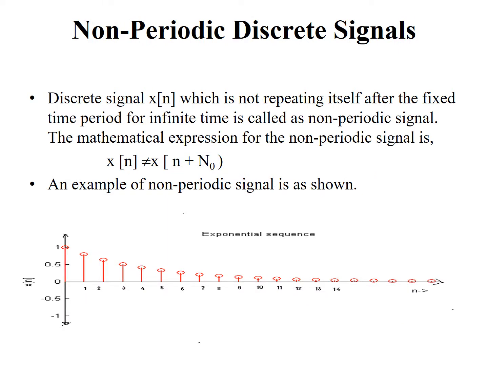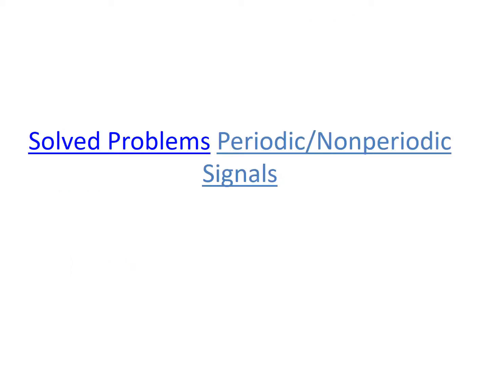In the discrete time domain, we have the same relation, just replacing the notation t by n. So a discrete time signal x of n which does not repeat itself after a fixed time period for infinite time is called a non-periodic signal, and the mathematical expression is x of n not equal to x of n plus N0. An example of a non-periodic signal is shown like this. This does not repeat itself, so it is called a non-periodic signal, and this is known as a non-periodic exponential sequence.